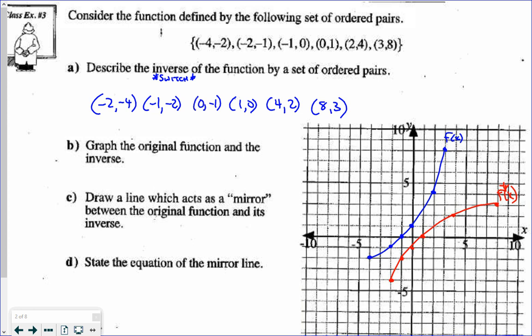So part C says draw a line which acts as a mirror line between the original function and its inverse. So what this is asking is, what is the reflection line? So where would you bend your paper? If you could cut this out and put it on a piece of paper and bend that piece of paper, where would that reflection line be in order for the blue graph to lie directly on top of the red graph? And where it happens to be is it happens to go through pairs of points.